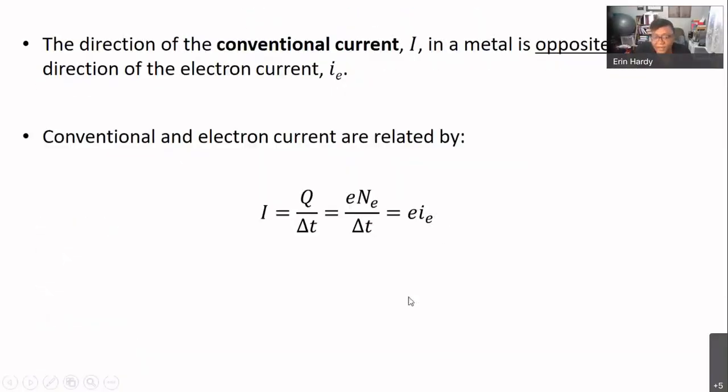One thing to gloss over here, the electron current is something that we can measure just in terms of electrons per second. So when I multiply that by the fundamental charge, now I have coulombs per second on the right, coulombs per second on the left.